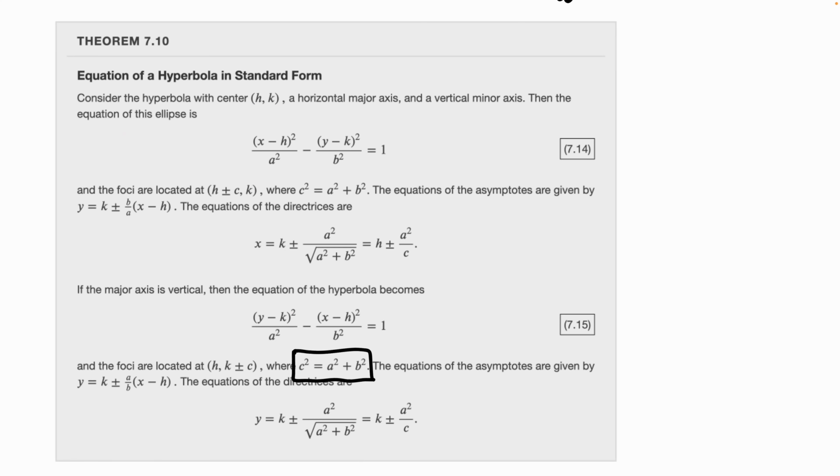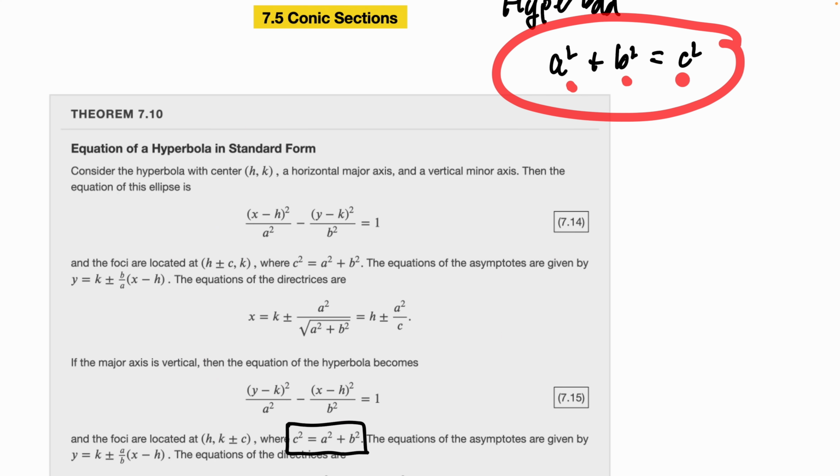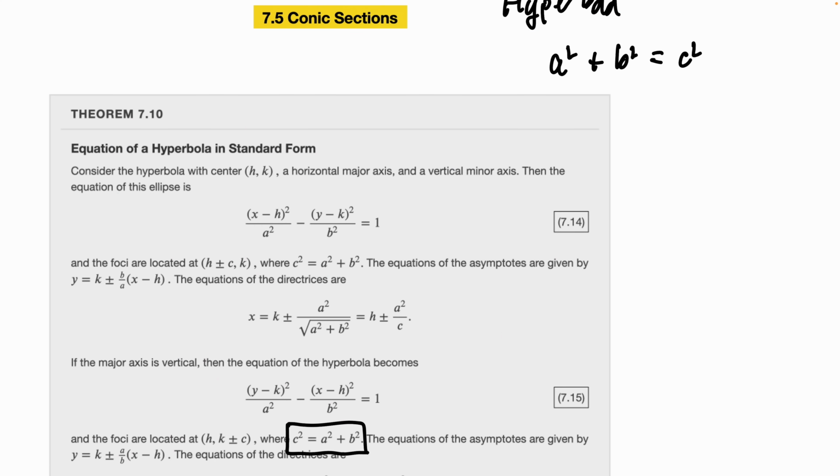So let's see, the other thing to note is that the relation between a and b, well, there is none. Prior, for the ellipse, it was that a is greater than or equal to b, and that goes away in the case of the hyperbola. The a and the b just have to satisfy this equation. Whereas before, it was that b squared is a squared minus c squared, so a has got to be bigger than b. Very good.